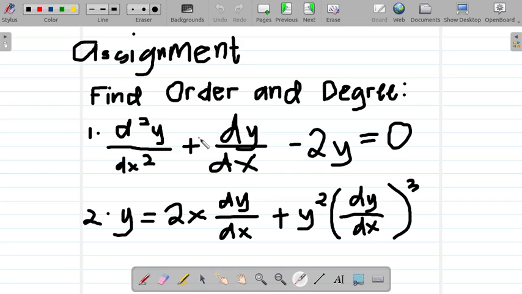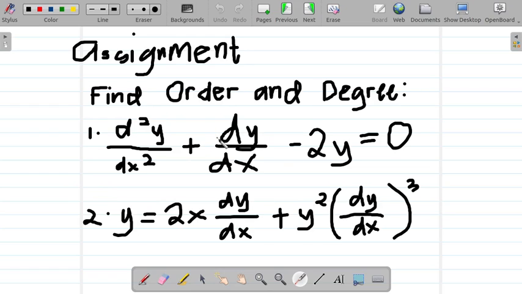So, for assignment, find order and degree of 1, d squared y over dx squared plus dy over dx minus 2y is equals to 0. Then, y is equals to 2x dy over dx plus y squared times dy over dx to the power of 3.